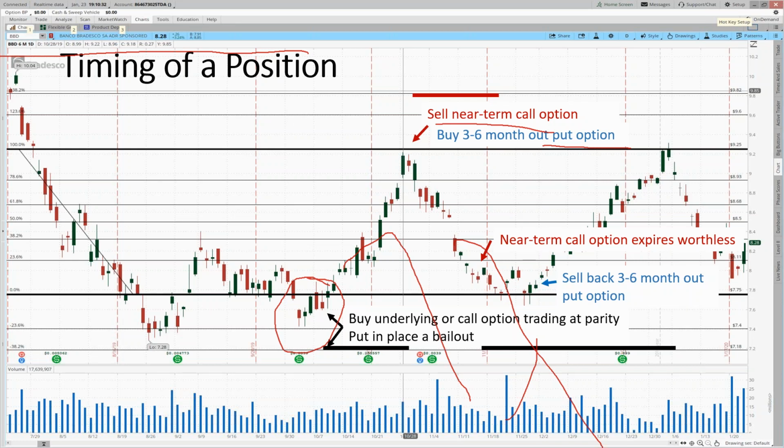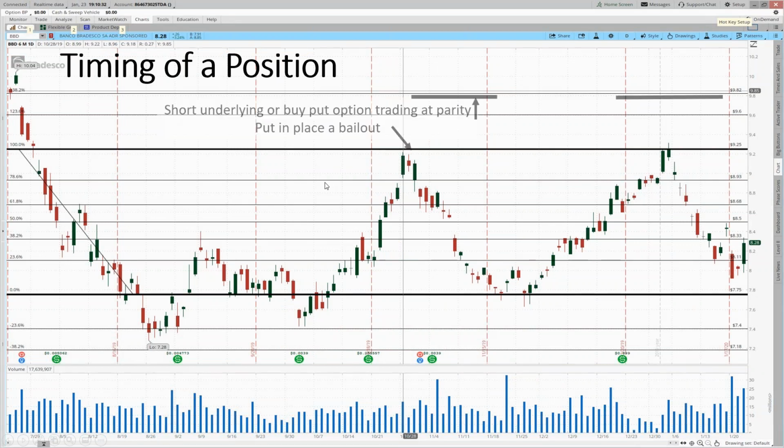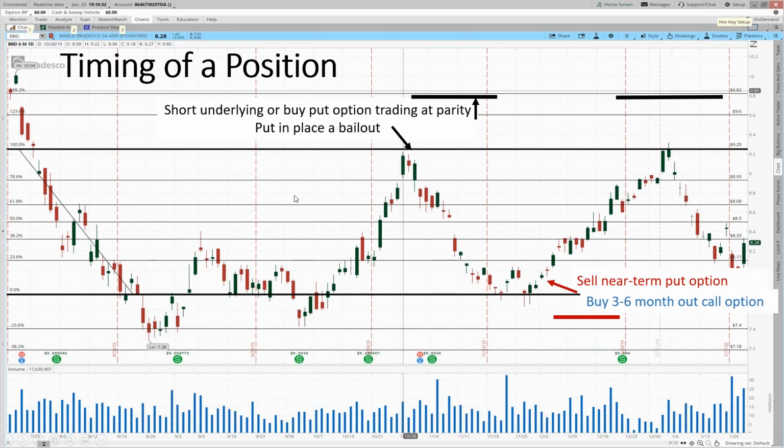Let's take a look at the covered puts. Covered puts is almost the same exact thing, but you start when the market is at a top. Here's where we either short the underlying, that's a margin trade, or we buy a put option trading at parity, that's a cash trade. We put in our bailout to the top side. At the bottom, we sell the near-term put option, that's our premium, and we buy a protective call. The call strike price is up here near our bailout price. It's just everything in reverse.